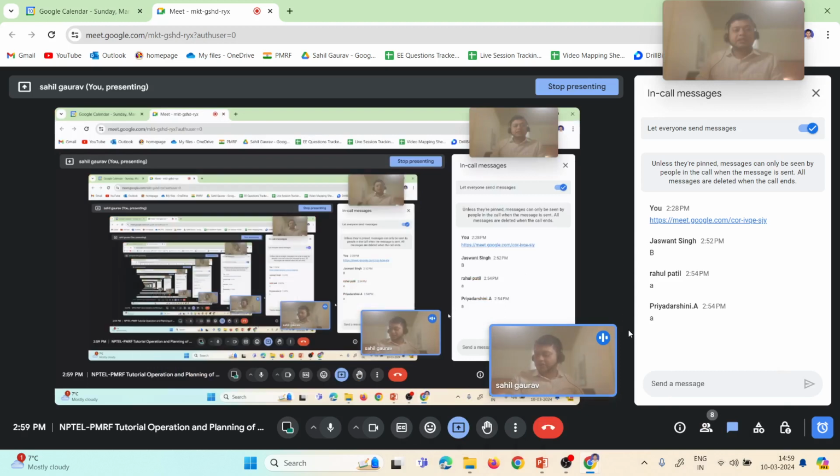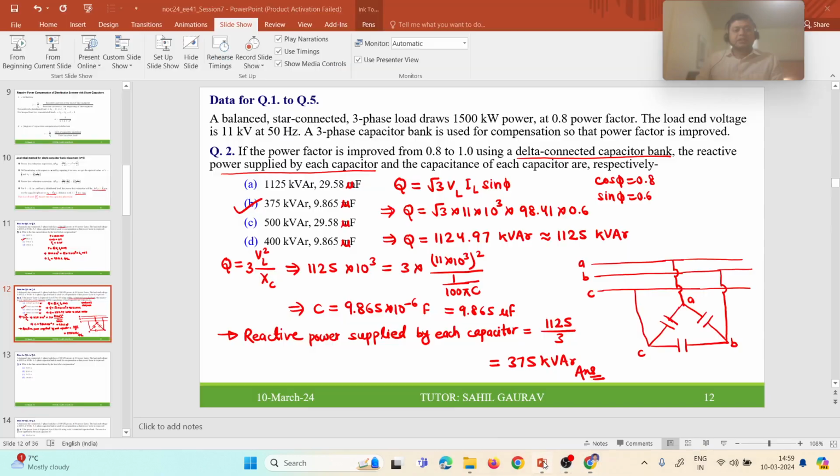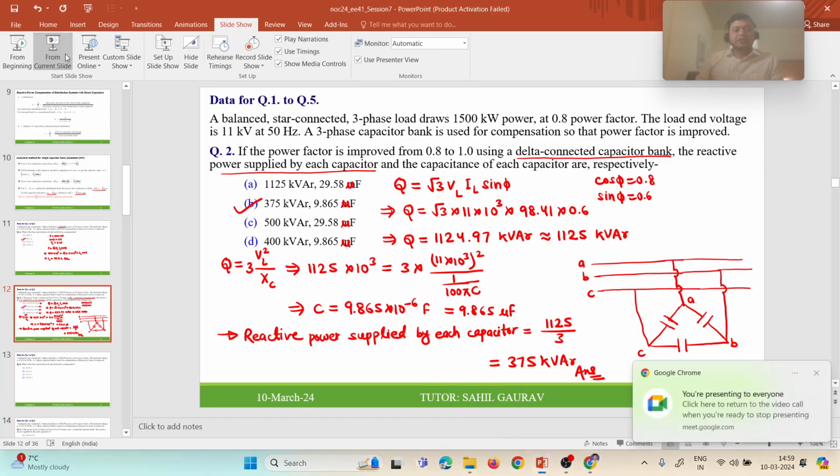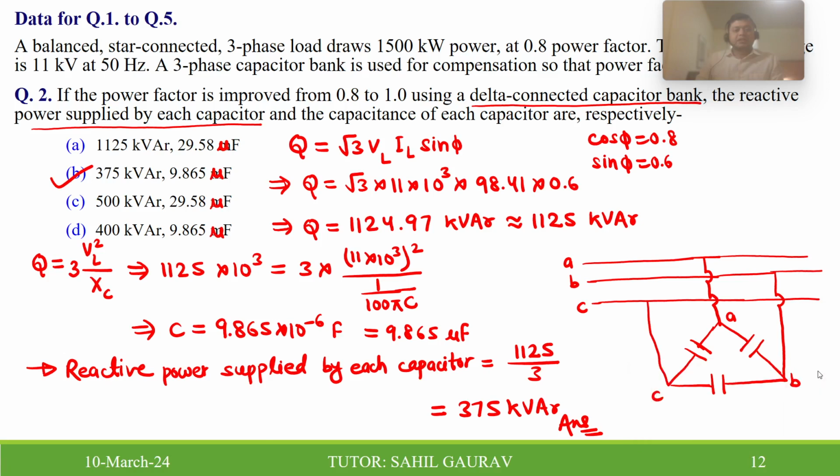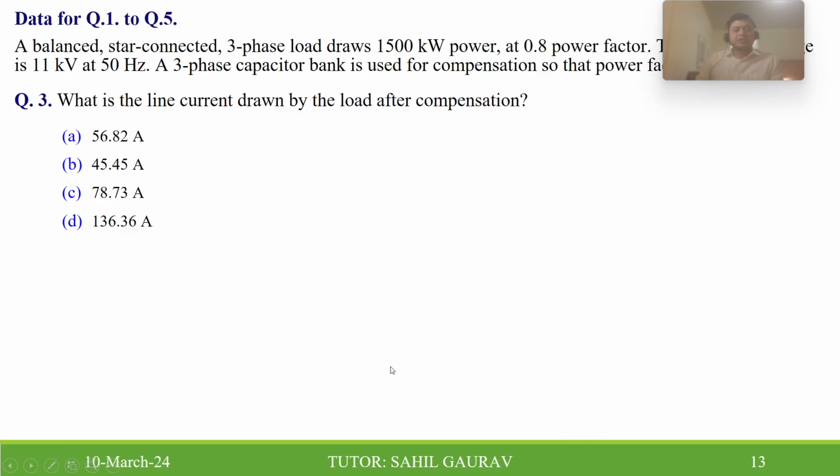So how did we get answer A? 1125, Priyadarshini, Rahul. We have not divided by 3. Okay, correct, correct. So here it is asking for the reactive power supplied by each capacitor, not by the capacitor bank. Now let us move to the next problem.